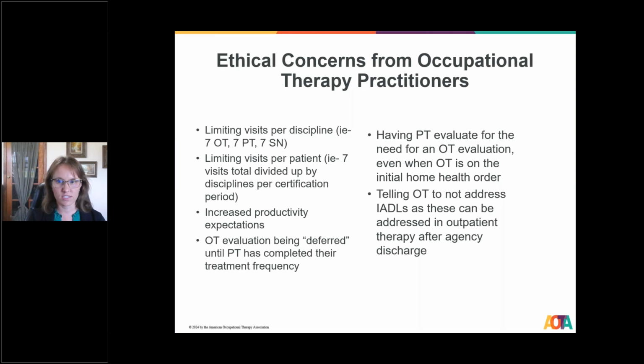We also have agencies telling occupational therapists not to address IADL. So these are the instrumental activities of daily living. This would be things like home management, laundry, meal prep, medication management, getting back to their desired hobbies, activities, roles, responsibilities. That all that can be addressed once the agency discharges in outpatient therapy. So those are the main ones, going through some of my Facebook groups, through AOTA boards that we've been talking about. Those have been the main ones that I've been noticing over the past 3 to 4 years.